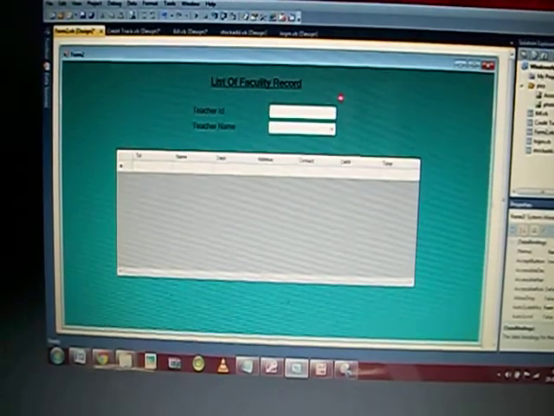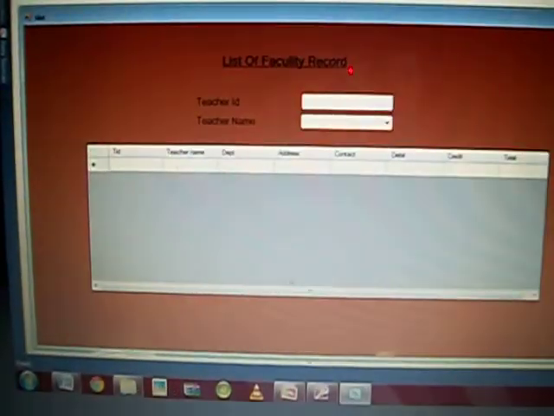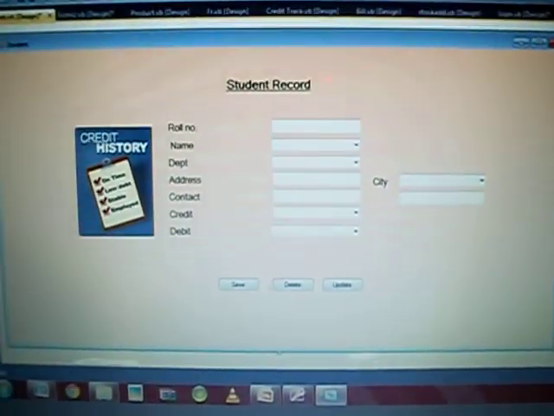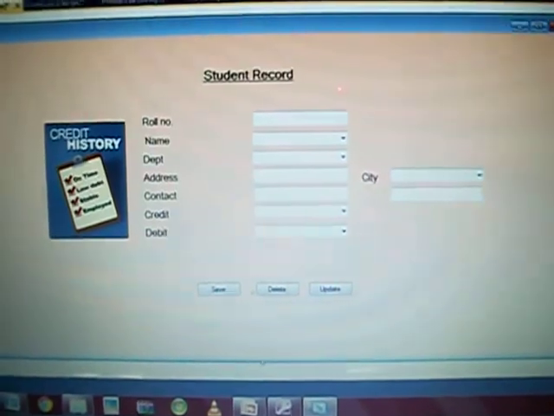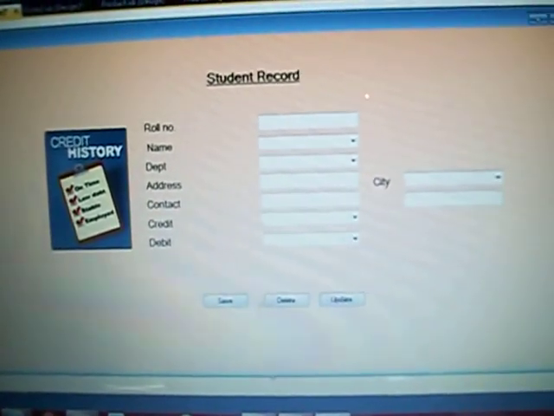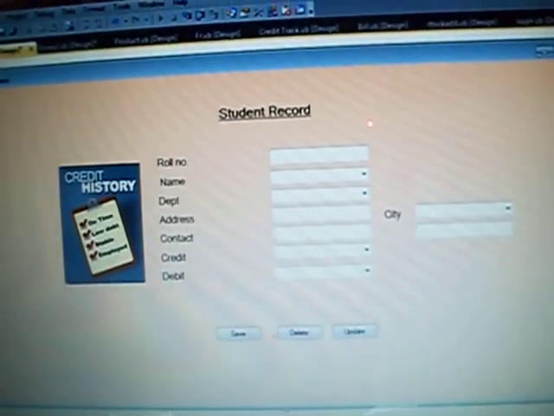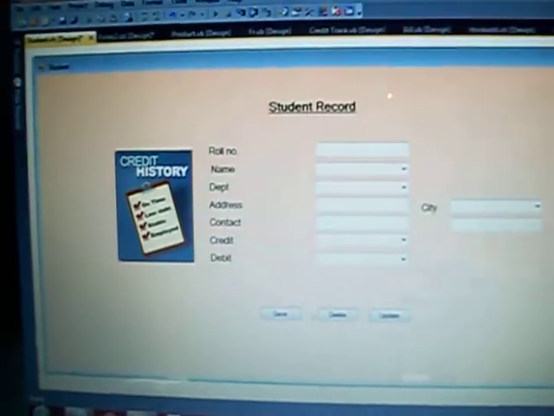This is a list of faculty record where all the faculty members' name and ID is stored. This is a student record in which the student who wants to maintain an ID on this website enters the roll number, name, department, address, contact, credit, city and debit, and save in the details.